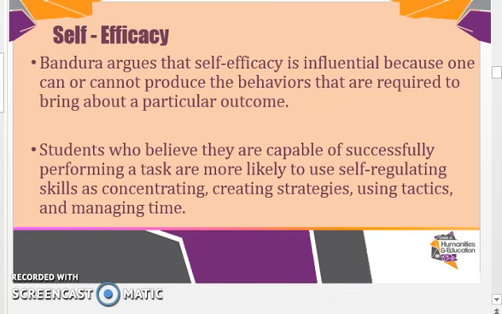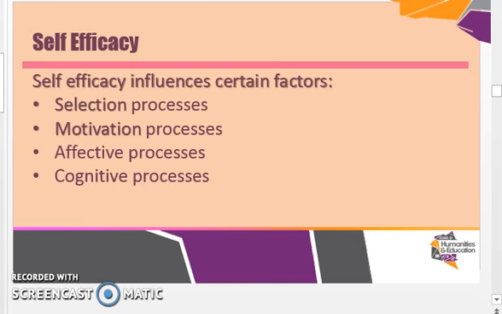Self-efficacy is so influential that Bandura believes that one cannot produce behaviors without some sort of belief that they can get it done. And as a result, students with high self-efficacy tend to use tactics that will enable them to master the task that is required of them. They will tend, more specifically, we can look at the selection processes.